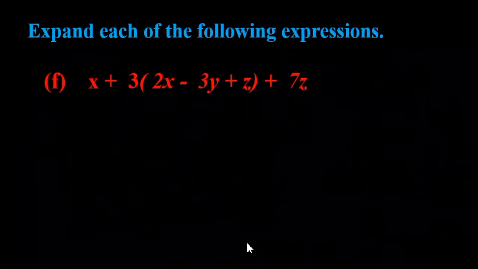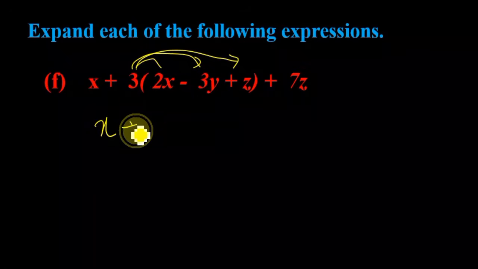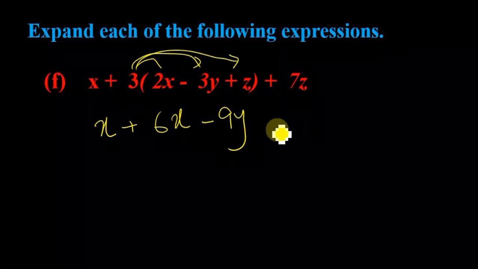Again now we have three values inside the bracket. What does it mean? It means this 3 will multiply each term with 2x, with 3y and z, right? So start the question. x remains same. 3 2s are 6x, plus minus minus. 3 3s are 9y and 3z into plus 3z, and 7z remains the same. This 3 will not multiply with this 7z.